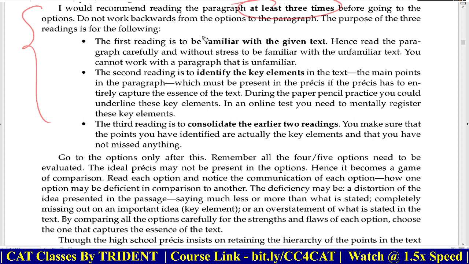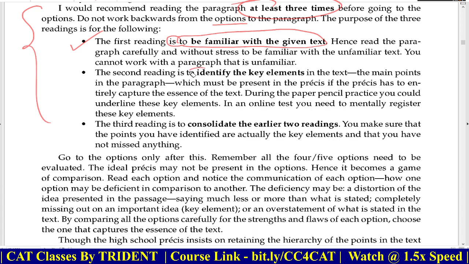Do not work backwards. Please never read the options, and that is one of the cases. Do not read the options to the paragraph. The purpose for the 3 readings are: the first reading is to be familiar with the given text. Okay, if you are not in a hurry and if you have decided that I might leave out one reading comprehension passage and you just want to see what my accuracy level is for this particular summary types question, you can just do the first reading to be familiar with the given text.